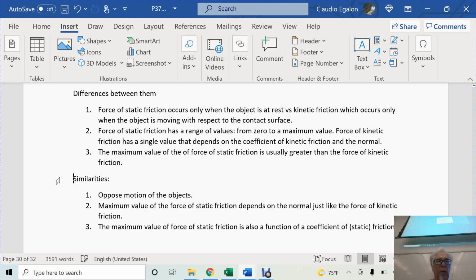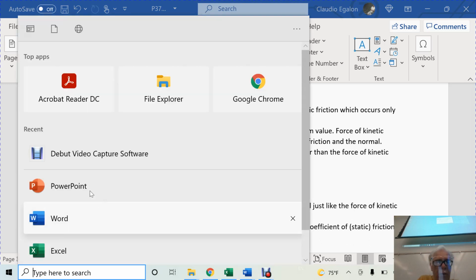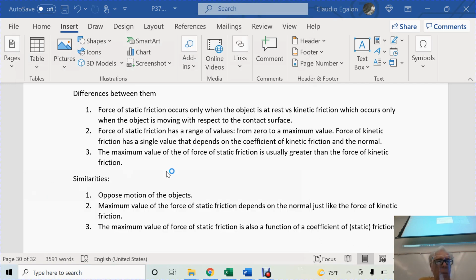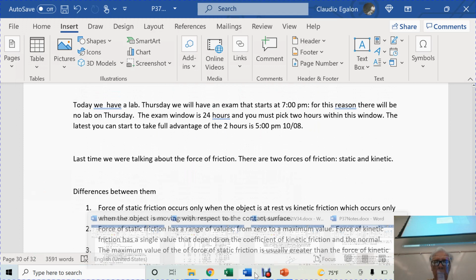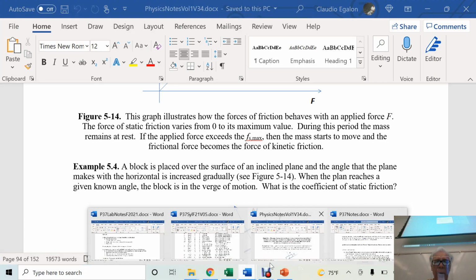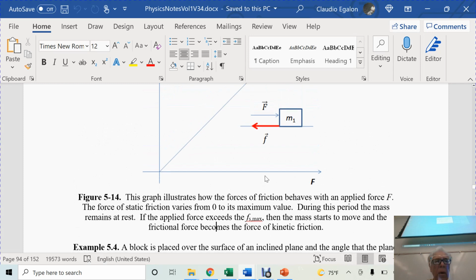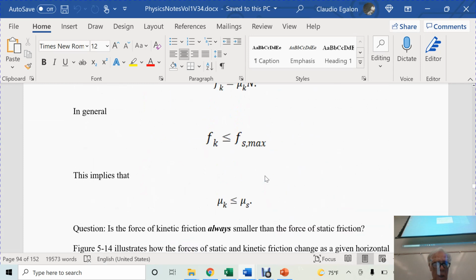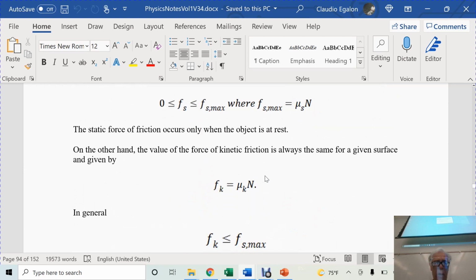Now we can start talking about solving some problems. Let's go get PowerPoint here, my drawings. I didn't do any example last time, right? I didn't do any example with friction, right? No? Okay. Let me see if I have one here. Force of friction, yeah, okay.